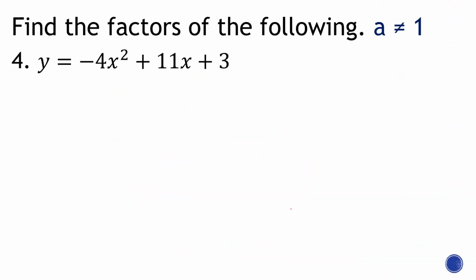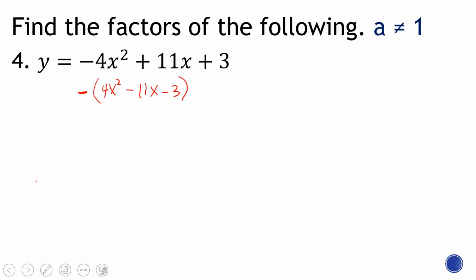Okay, so again here, as you can see, similar to the second problem, we have negative 4x squared plus 11x plus 3. Again, I'm not comfortable with that. So what I will do here is I'm going to put that negative sign outside and change the signs of each term here. Okay, that's what I want.